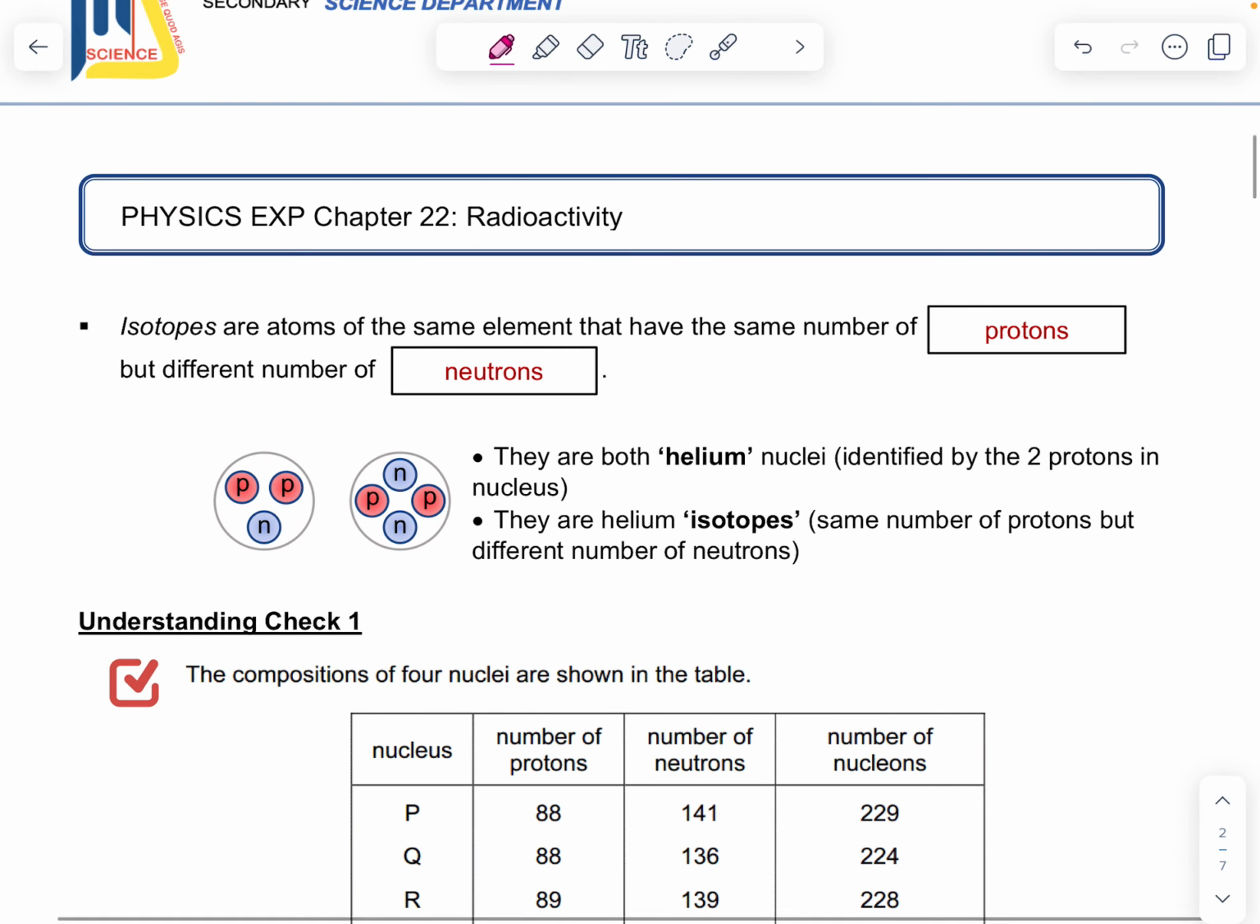So let's look at isotopes. Isotopes are the same element that have the same number of protons but different number of neutrons. This is an example of helium. It has 2 protons, 1 neutron, and 2 protons, 2 neutrons. So they are isotopes.